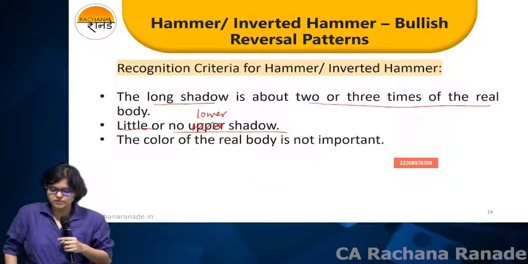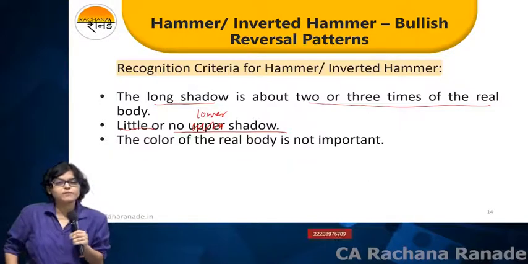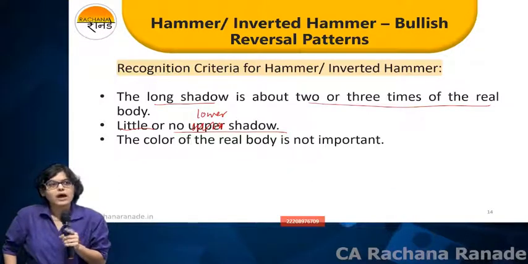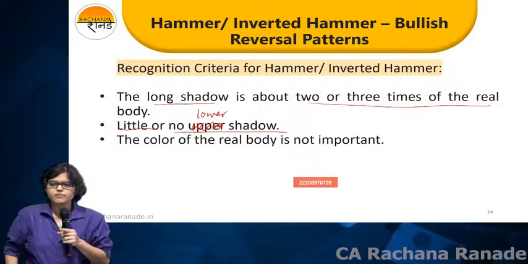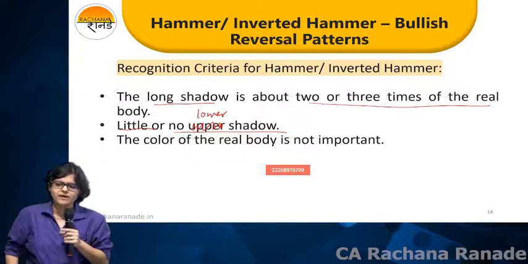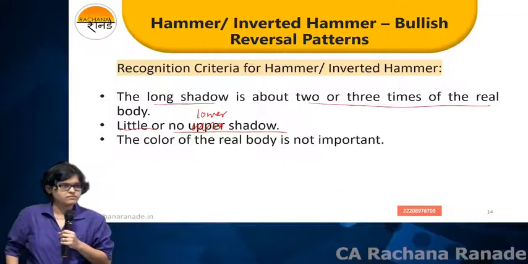Color of the real body is not important, and if you just want to write this into bracket, color is also not important for what? Hammer also. So we are writing down for inverted hammer, na? So same point for hammer. So if you want to go back and update it, color of hammer is not very important.